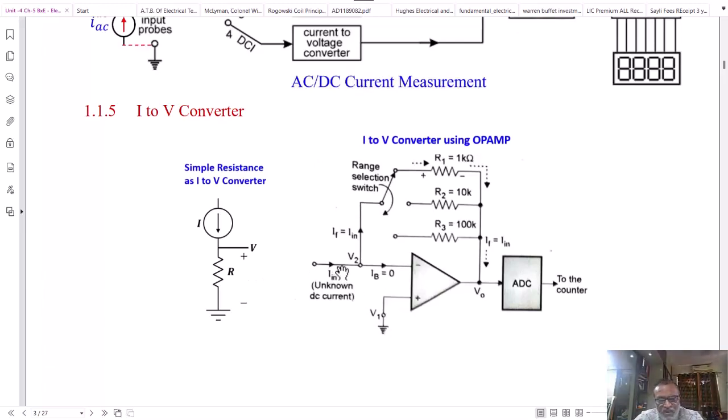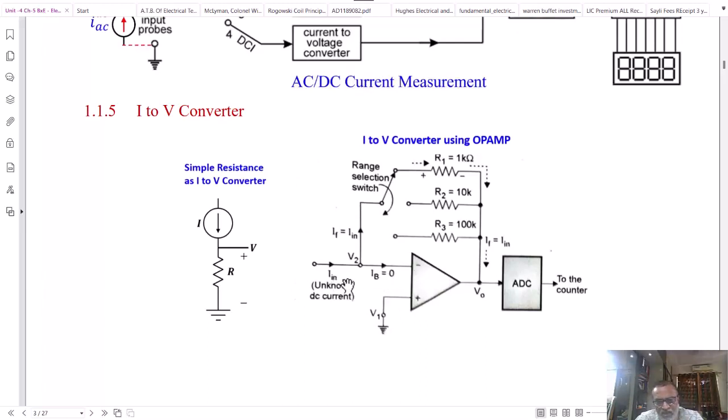Whenever input current comes to the inverting terminal, which is at zero potential, this current finds two paths. One is through the feedback resistance, let us say R1, which is in the circuit, and another path is through the operational amplifier input terminal. But we know the operational amplifier input resistance is very high, ideally infinite, and therefore no input current actually flows through the op amp.